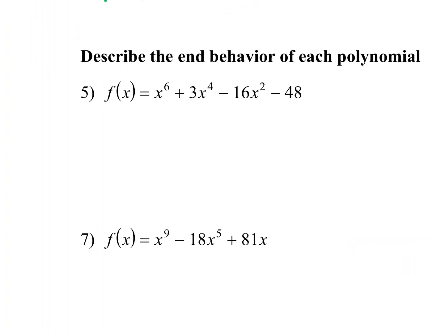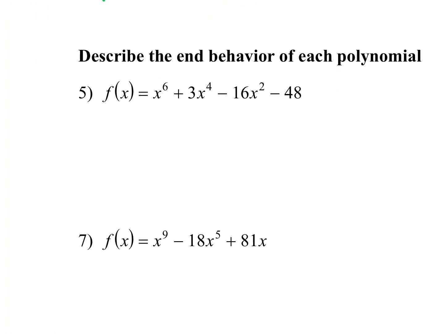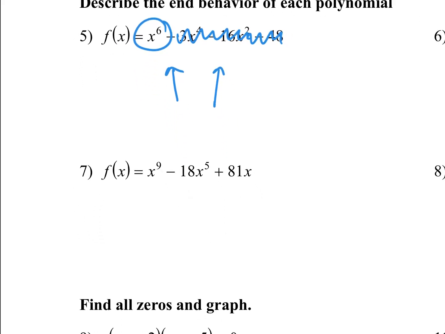All right, number 5, we have to describe the end behavior of the polynomial. So which term am I looking at here? X to the 6th power. The rest of it doesn't matter. I'm just looking at the term with the highest degree. Is it positive or negative? Positive. So what does the right arrow do? Up. Is it even or odd? Even. So the left one goes up also. So they go in the same direction when it's even.